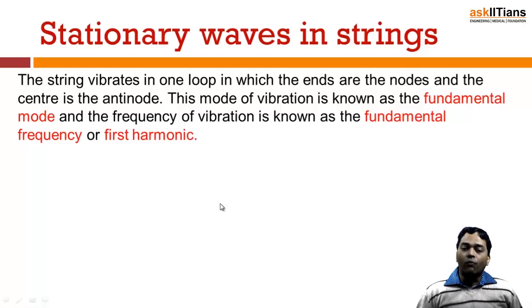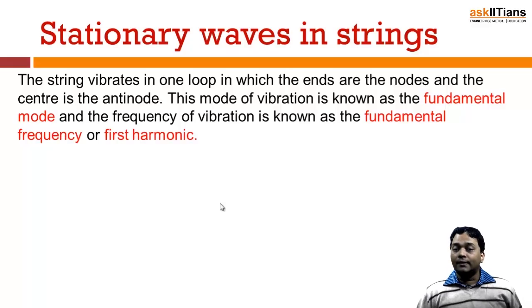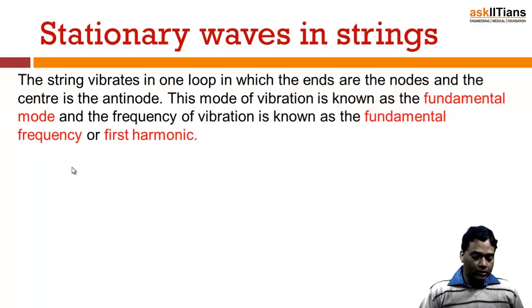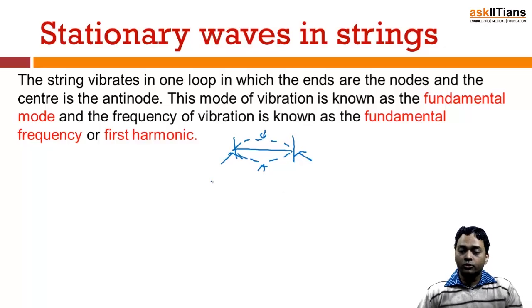The string vibrates in one loop in which the ends are the nodes, as we have already seen, and the center is the antinode. So if you have one loop, you will have one particular antinode at the center. This mode of vibration is going to be known as the fundamental mode. For instance, if you have this particular string, there is going to be a vibration like this. Here this point is the antinode, and here and here you have nodes. So this is known as the fundamental frequency or the first harmonic.